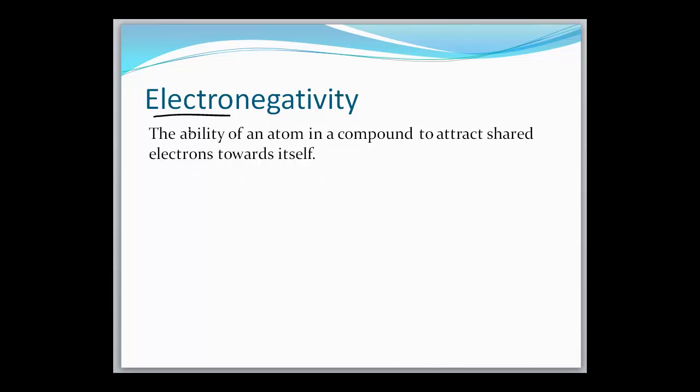So let's just review what electronegativity is. First of all, it's the ability of an atom in a compound to attract shared electrons towards itself. So for example, if you have hydrogen and fluorine, and they're going to share a pair of electrons, one of these atoms, the one with the higher electronegativity, has the ability to pull the electrons towards it. So in that bond, fluorine is going to have the higher electronegativity, so the electrons go closer to the fluorine atom than they do the hydrogen atom.